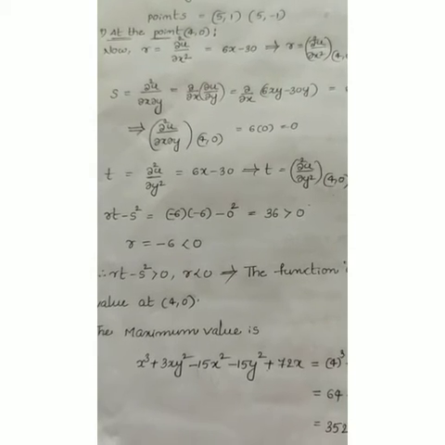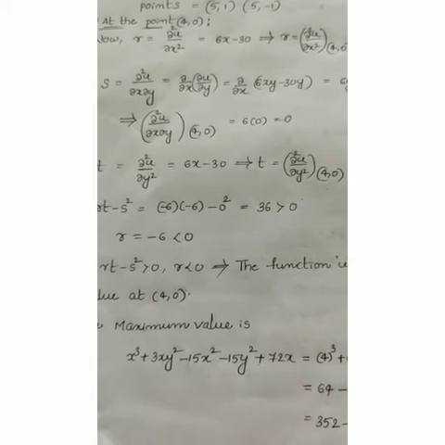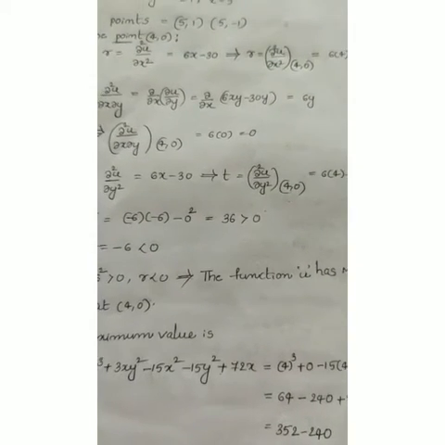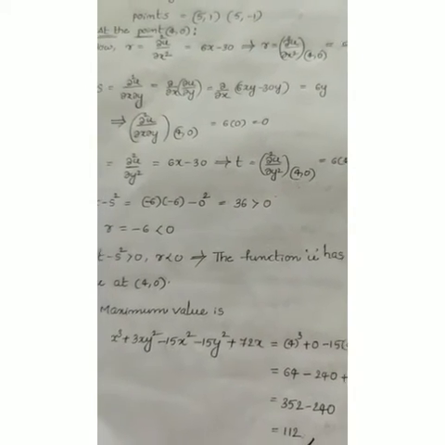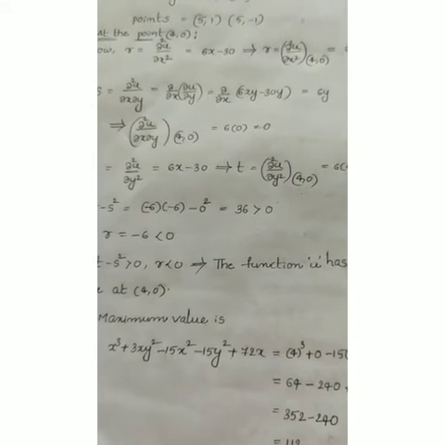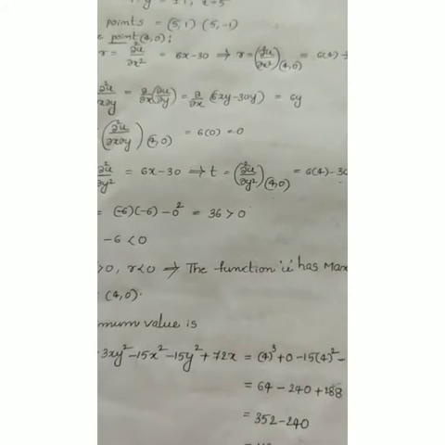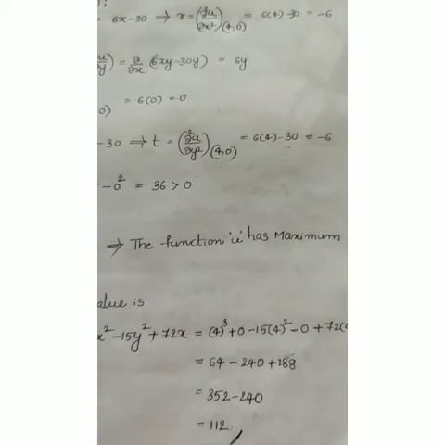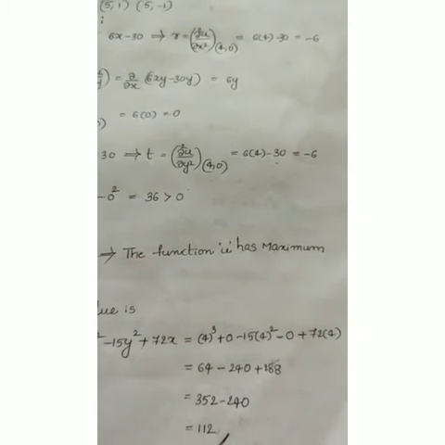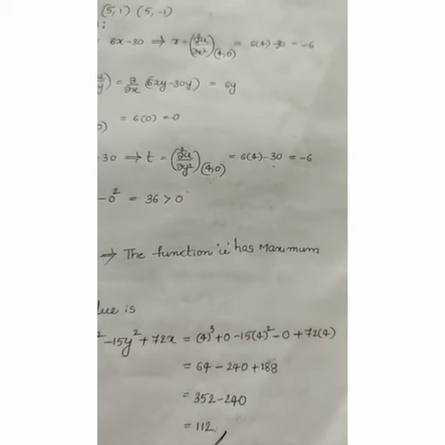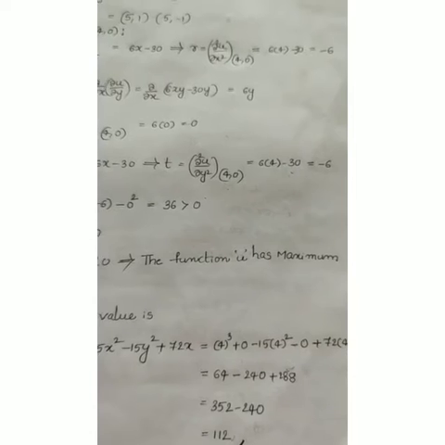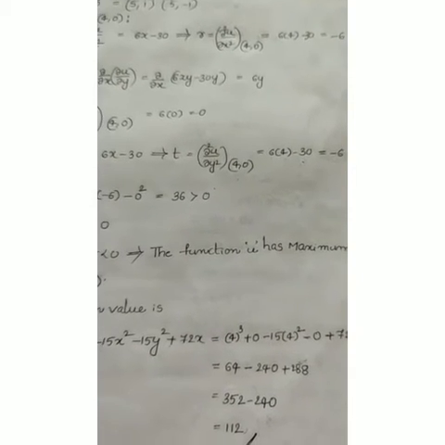And the maximum value is, now substituting the point 4 comma 0 in the function, that is x cube plus 3xy square minus 15x square minus 15y square plus 72x, with x equal to 4, y equal to 0. 4 cube, this is 0, minus 15 into 4 square, this is 0, plus 72 into 4. 4 cube is 64 and 72 into 4 is 288. 4 square is 16, and 16 into 15 is 240.